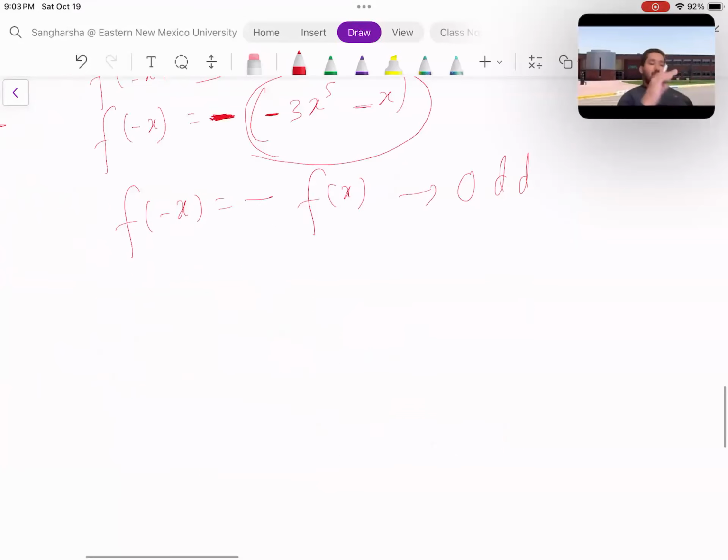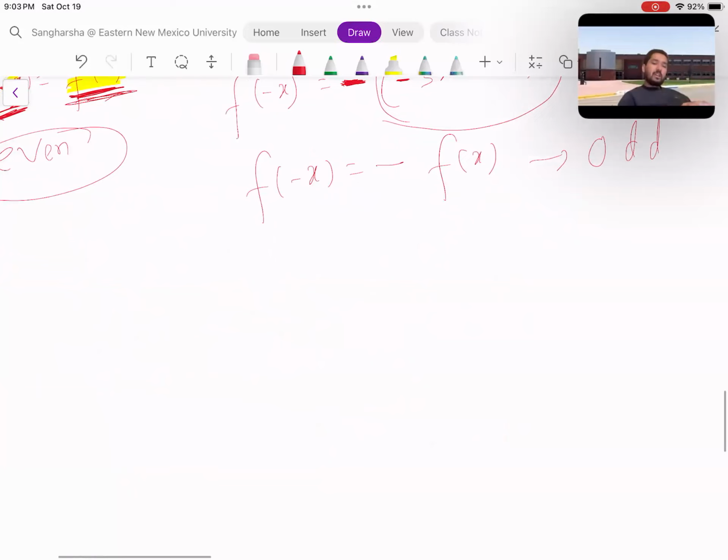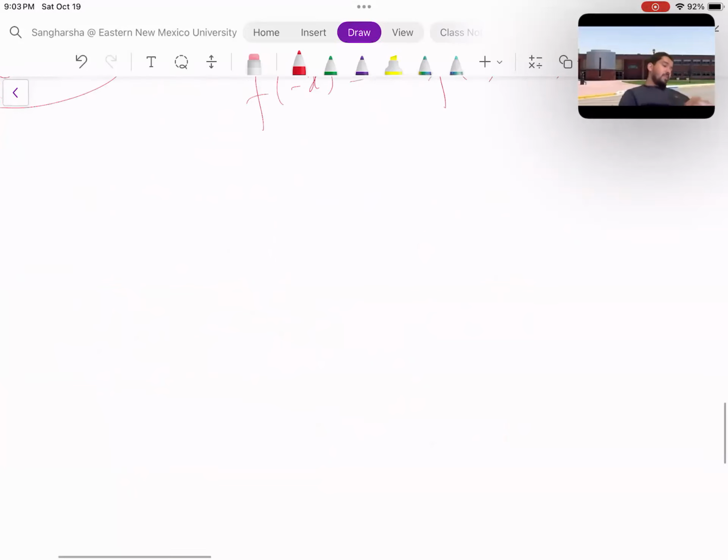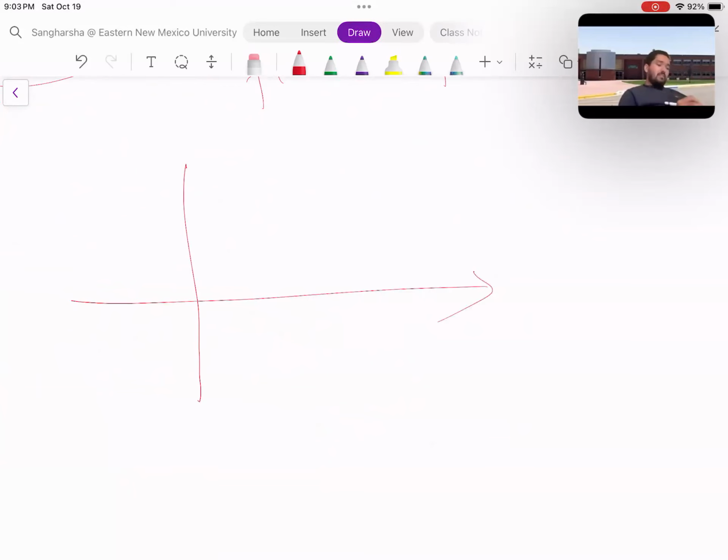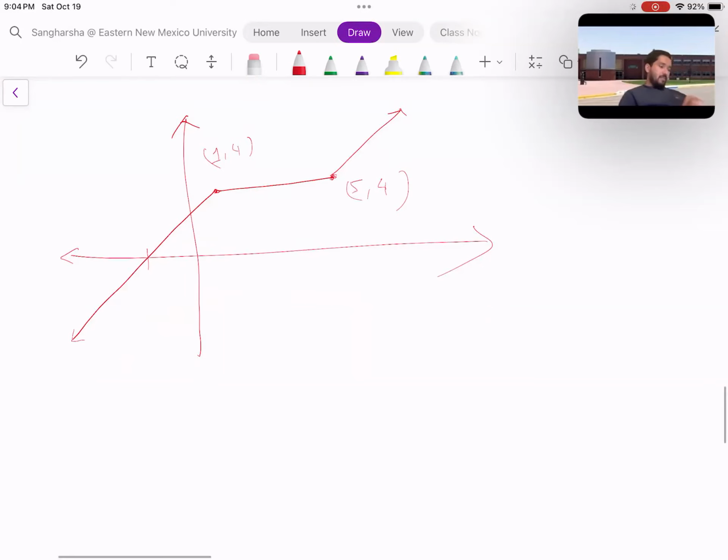I'll just choose one different function, not the graph that we had here. I'm not going to draw that, but I'll just give an example. We have this graph here, and our graph is like this one. So here, let's say this point is (1, 4). This point is (5, 4). Now, if we have this graph, can you tell me the interval where the graph is increasing?